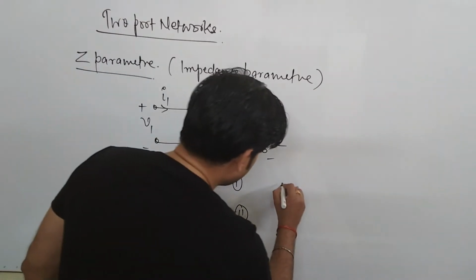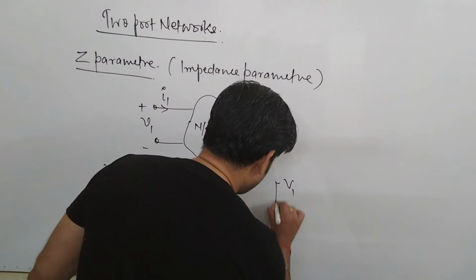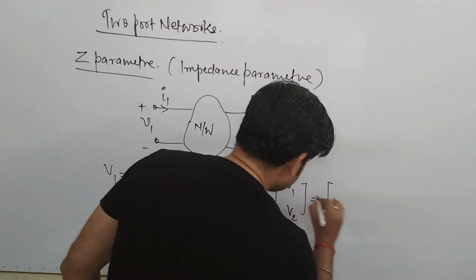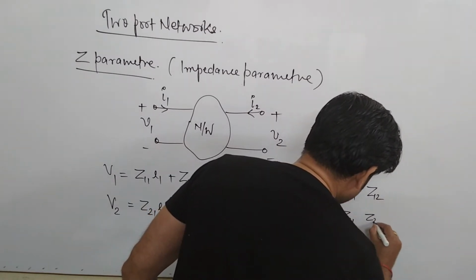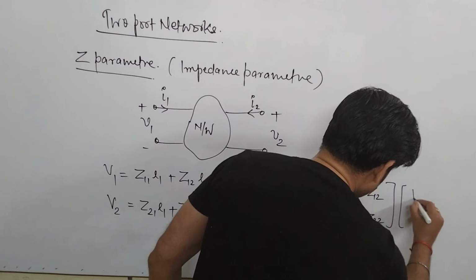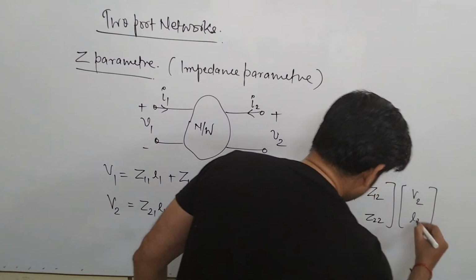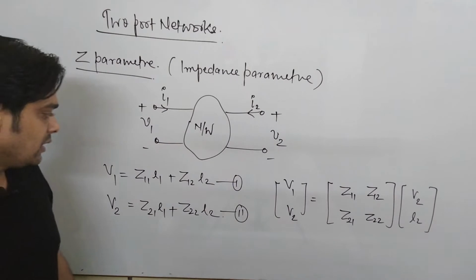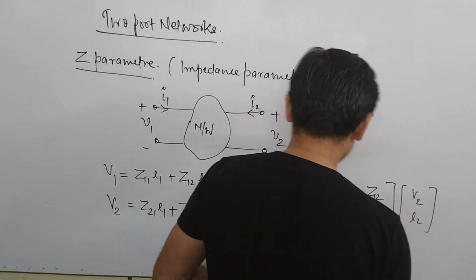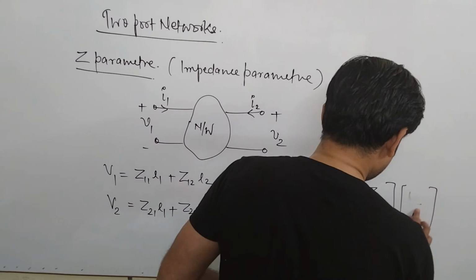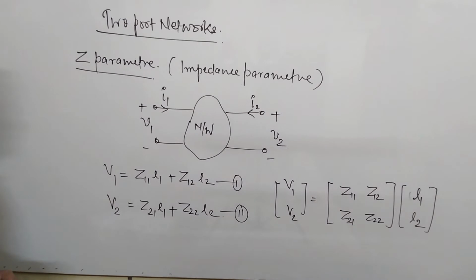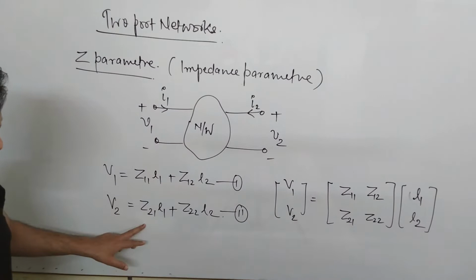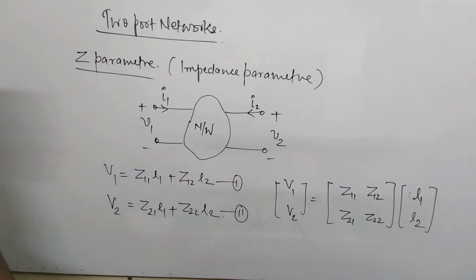If you write this in the form of a matrix, it is simply V1 V2 equal to the matrix Z11 Z12 Z21 Z22, multiplied by I1 I2. A very simple matrix form I have mentioned here: V1 V2, Z11 Z12 Z21 Z22, and I1 and I2.